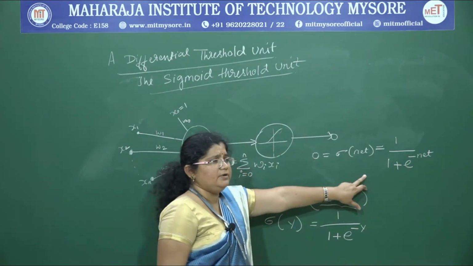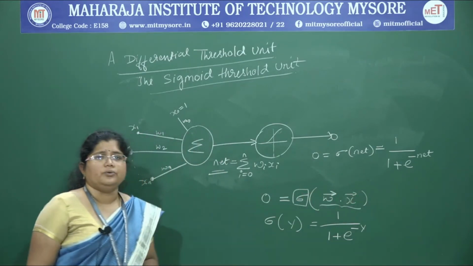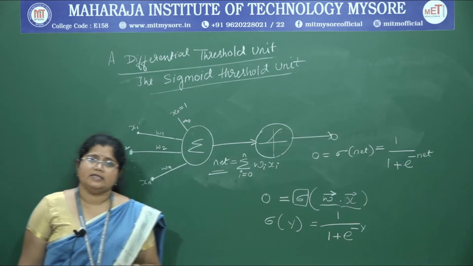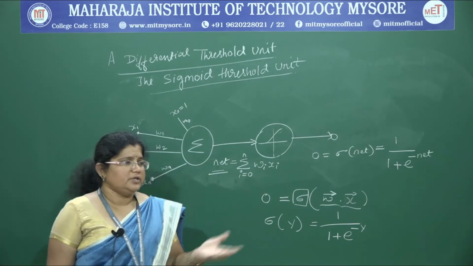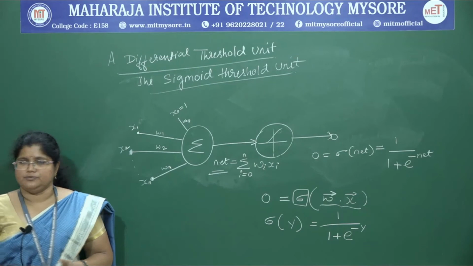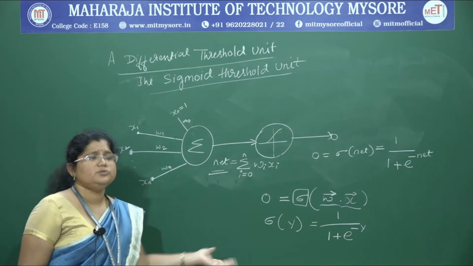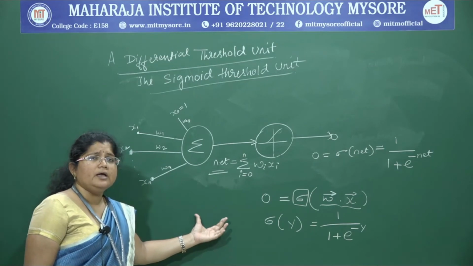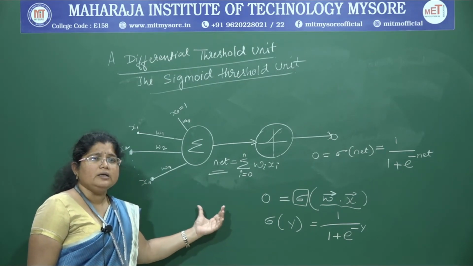By applying this activation function, we are going to obtain a differentiable threshold as an output. So this is the perceptron, this is the unit which we are using for a multi-layer neural network.